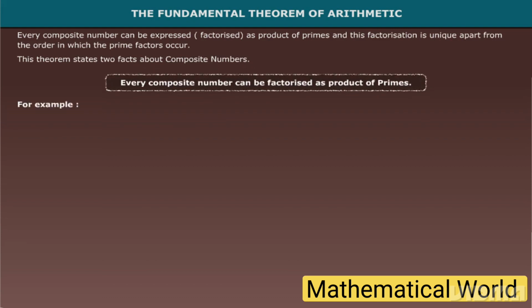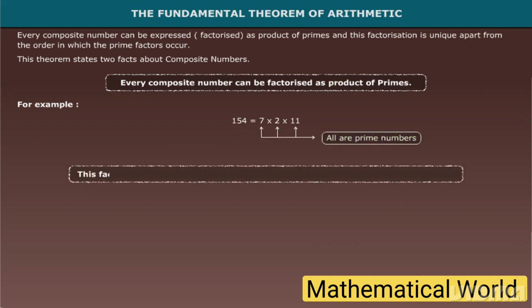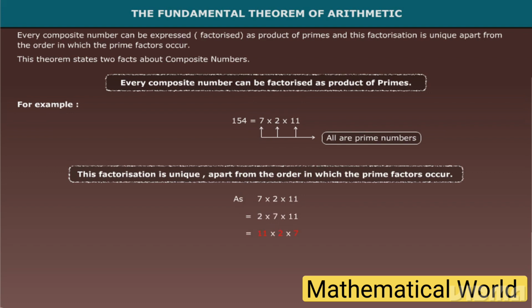For example, the factorization of 154 is 7 into 2 into 11, where all are prime numbers. This factorization is unique apart from the order in which the prime factors occur, as 7 into 2 into 11 can be written as 2 into 7 into 11 or 11 into 2 into 7.